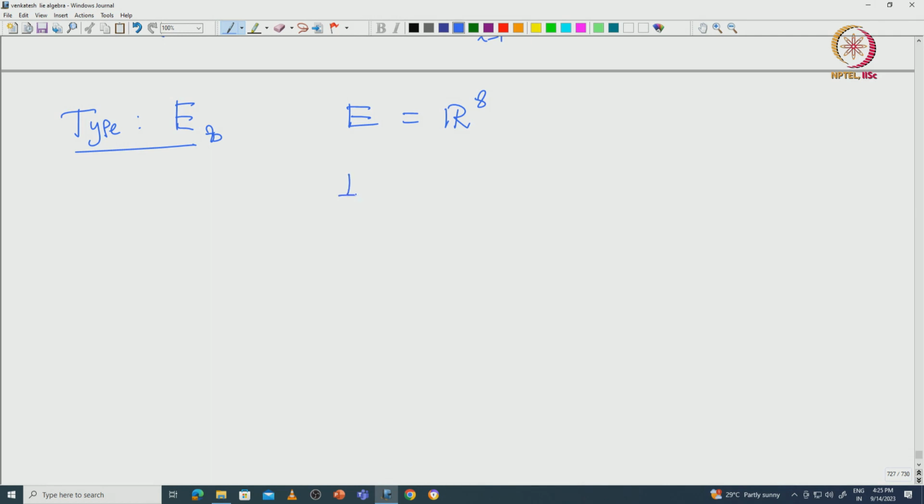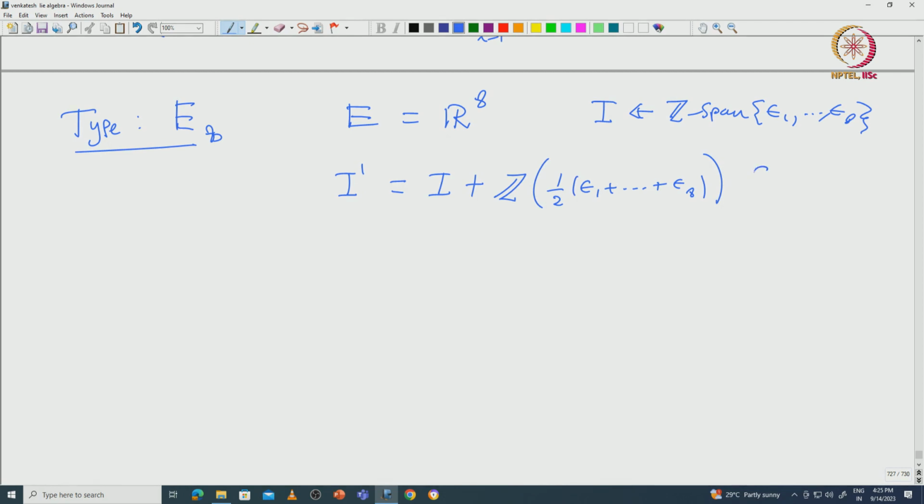Okay. Now, what we do? We take this subgroup, not exactly the lattice. I is already a lattice. This is just the Z span of epsilon 1 etcetera epsilon 8. So, now you take I dash, which is just the subgroup I plus Z times epsilon 1 plus etcetera plus epsilon 8 over 2. So, this is a subgroup of E, because there are some rationals involved here.